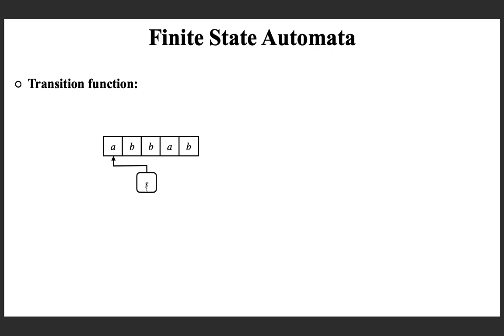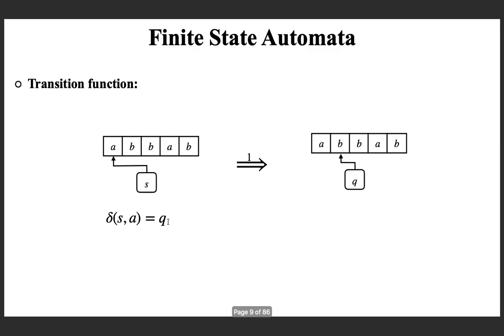And now what is a transition function? It tells if you are in the state S and you read small a as the input symbol, then the next state is Q. This is a transition function in a finite state automaton. If you apply that function, what happens? The state gets changed to Q, the input symbol is read, and hence automatically the read head is positioned to the next symbol.